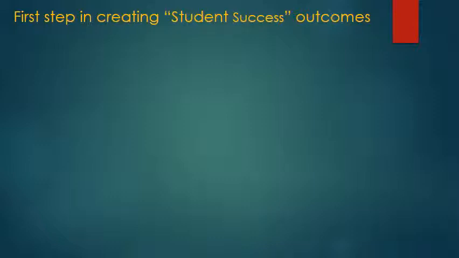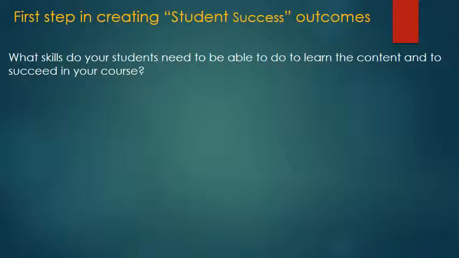The first step in creating student success outcomes is to identify what skills your students need to be able to do to learn the content and succeed in your course. Remember, these are not content specific and should be able to be applied in all of the classes your students may take.